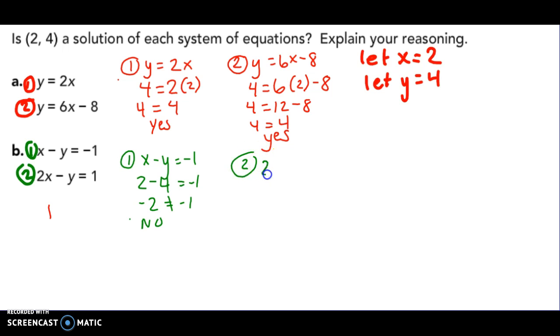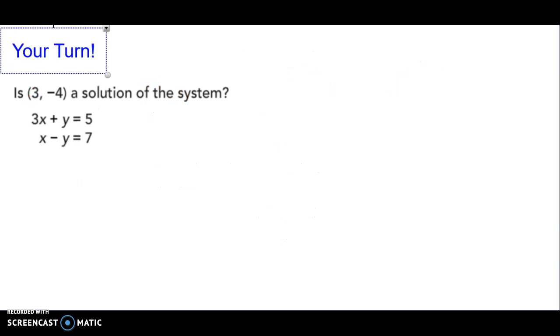What about 2? 2 says 2x minus y equals 1. So let's let x equal 2. So we have 2 times 2 minus our y, which is 4, equals 1. 2 times 2 is 4, minus 4 equals 1. 4 minus 4 is 0, and 0 does not equal 1, so no, that is not a solution. Try this one in your OneNote or on paper and see if you can get it.